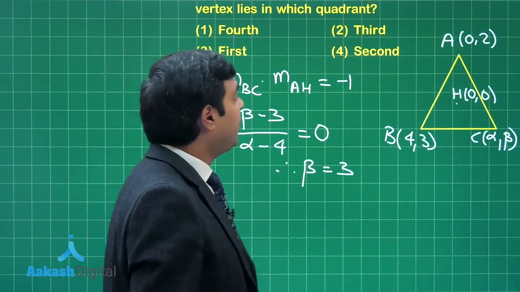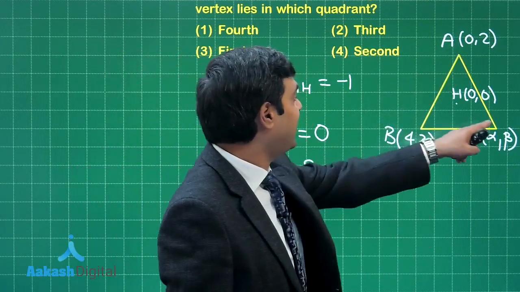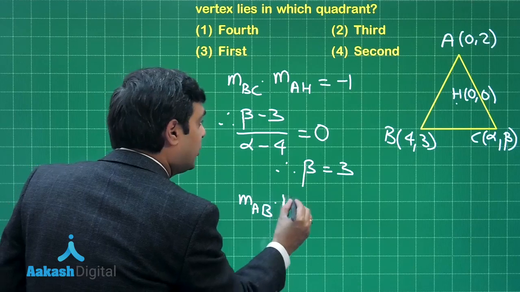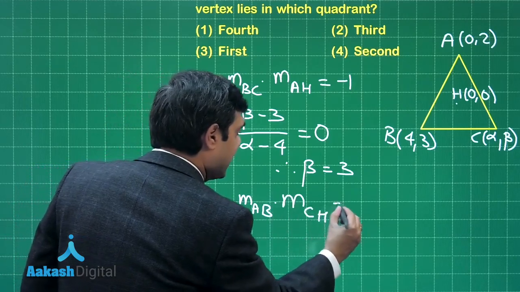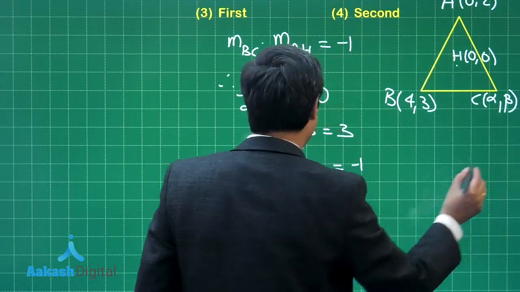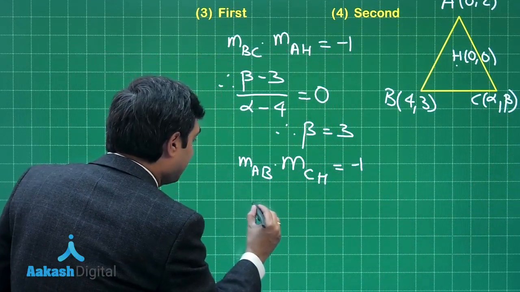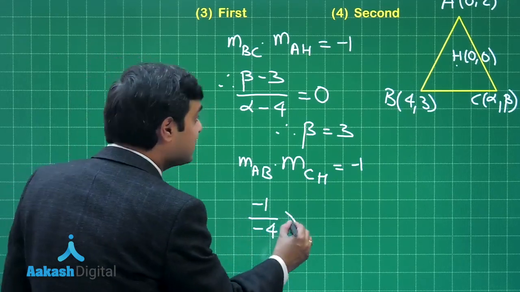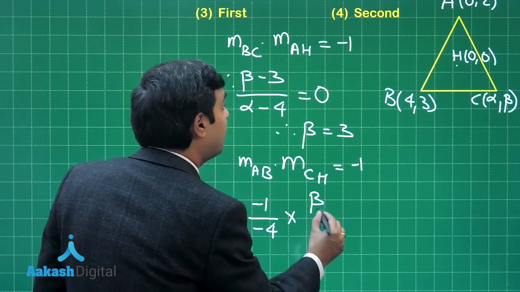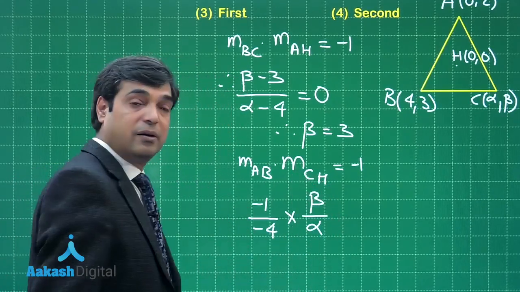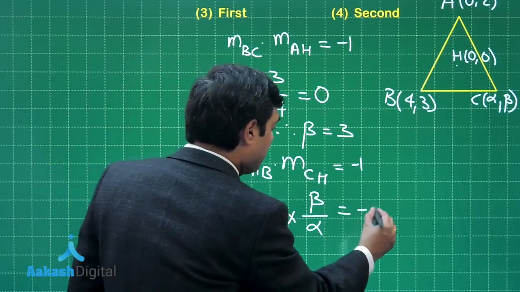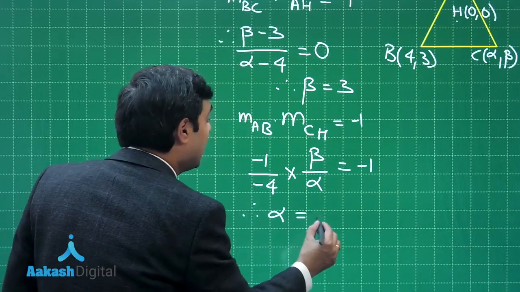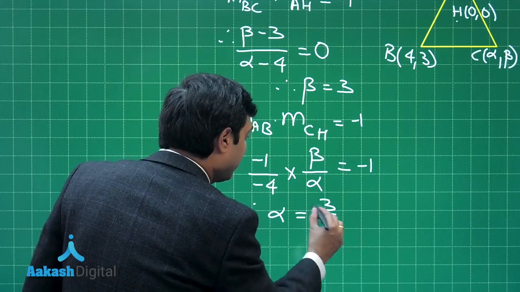right. Next, we can also find the slope of this line as well as this line. So, MAB into MCH is -1. It gives us MAB, meaning we have 2 minus 3 upon 0 minus 4, correct, multiplied with MCH, meaning beta by alpha, right. This is equal to -1. Beta is already known to us as 3, substitute the value of beta as 3, that gives you alpha equals 3 by 4 with minus sign.